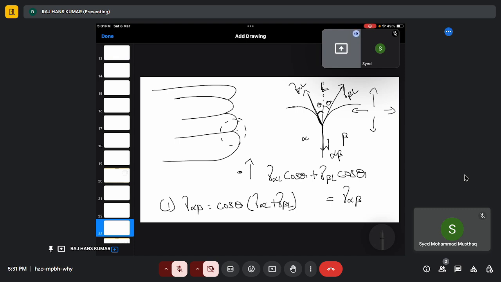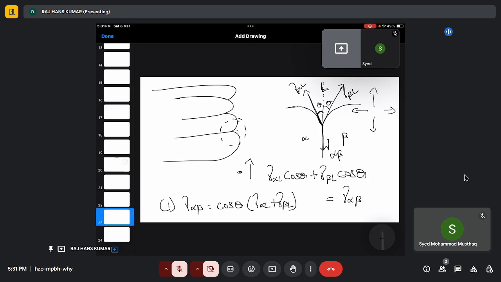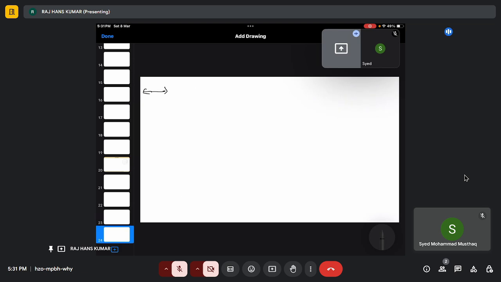Now what about the horizontal forces? We have gamma alpha L sine theta equals gamma beta L sine theta. So that means gamma alpha L equals gamma beta L. This is our assumption initially, right?